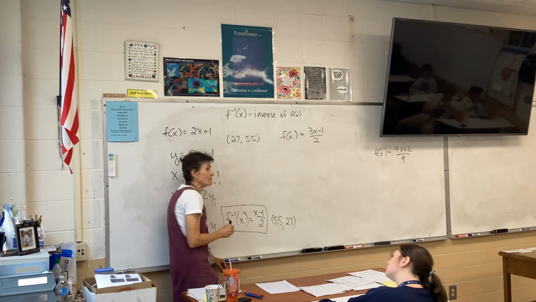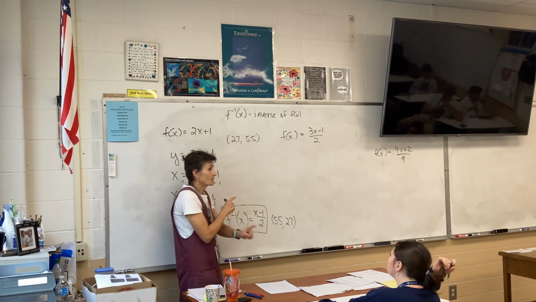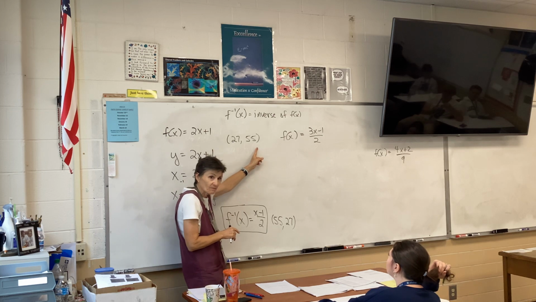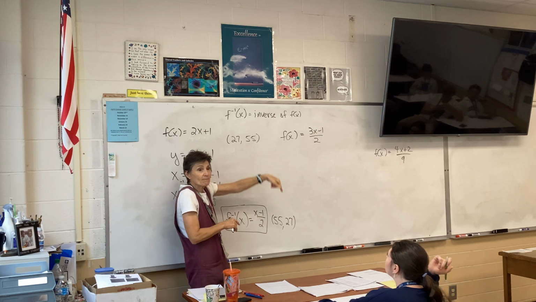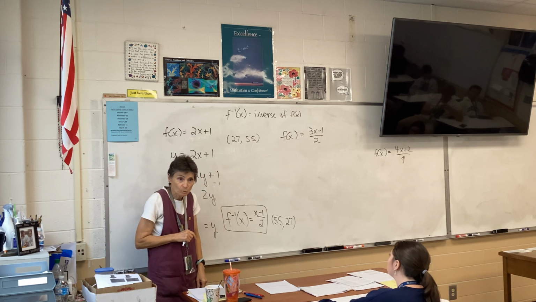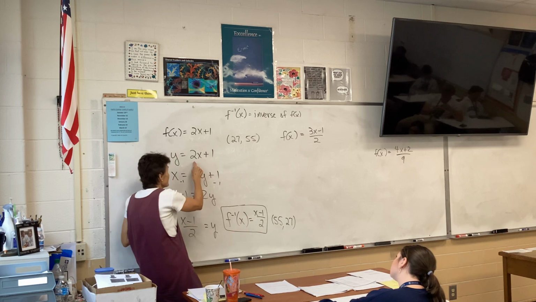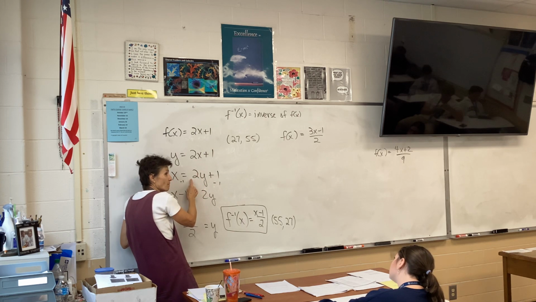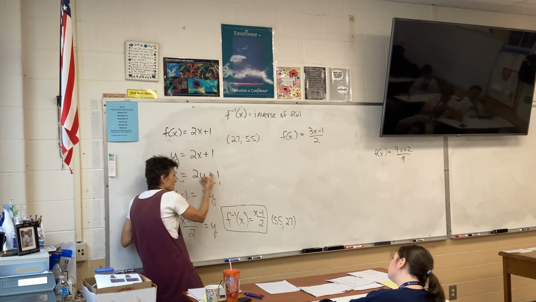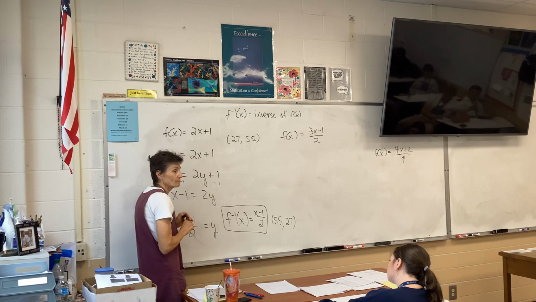So what do inverses do? They undo each other. The original function took 27 and changed it into 55. The inverse takes the 55 and changes it back into 27, which makes sense because of that magic step we did right off the bat. We switched the x and y. Isn't that what happened? The x and y get switched.